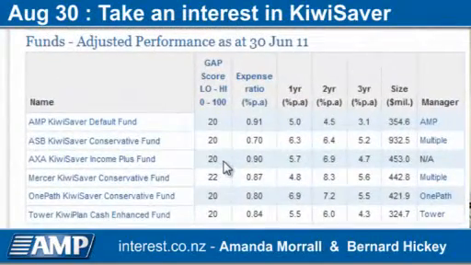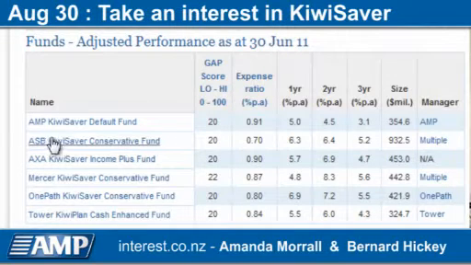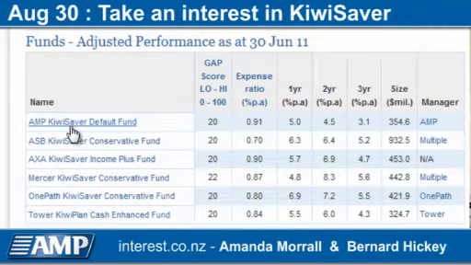So I'm in the AMP KiwiSaver default fund, which was the one I was put into by the IRD, and now I've got this bit of paper, and now I've got this section which shows me the AMP KiwiSaver default fund. And what am I looking at, Amanda? What's here? Right, so you've got a list of the 6 default providers there. You happen to be at the top of the queue there, the AMP KiwiSaver default fund. So across the columns there, you'll see something called a gap score, an expense ratio, and then you've got 1, 2, 3 year returns and the size of the funds under management.